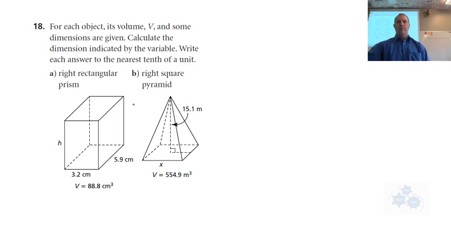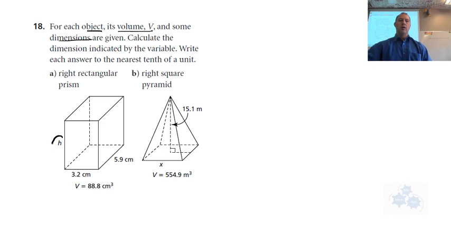All right, so for number 18 here, in section 1.5 in your textbook, it says for each object, its volume V and some dimensions are given. Calculate the dimension indicated by the variable. So we're calculating the missing piece. This is not just calculating volume. Now we're using volume and we're using the formula to calculate the missing piece.